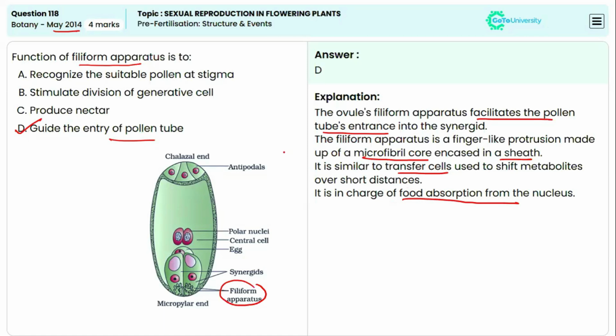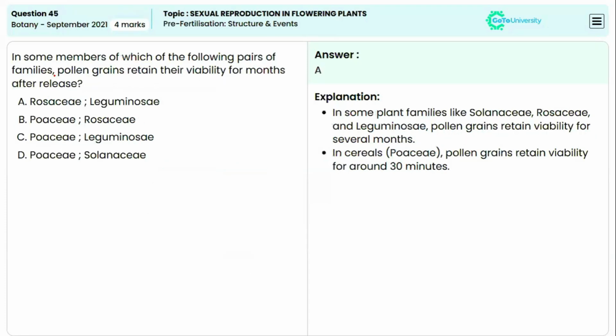The filiform apparatus consists of cellulose, and its function seems to be the secretion of a chemotactic glucose-containing substance, which passes into the micropyle and attracts the pollen tube. So the name synergid is consequently quite appropriate for this. So the answer is option D, guide the entry of the pollen tube.